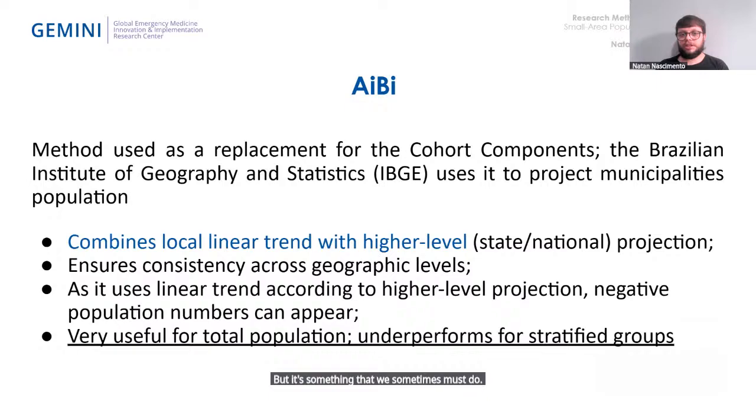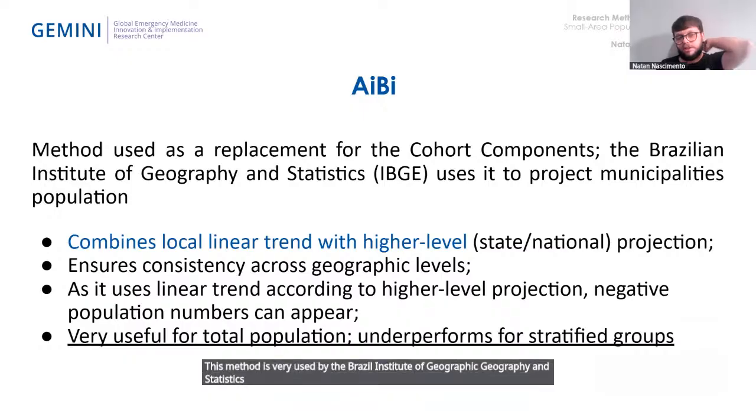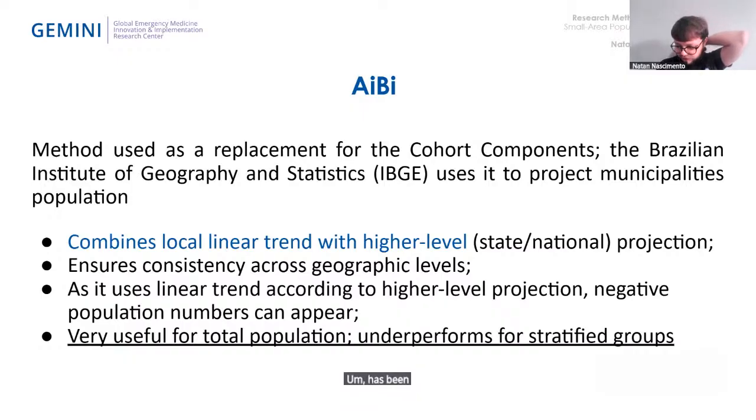This method is very used by the Brazilian Institute of Geography and Statistics. It has been used since the 90s, I think, 1994, 7, something like that, because it ensures consistency across geographic levels. We want the small areas to grow as much as the higher level, bigger areas. As it uses linear trend according to higher level projection, negative population numbers can appear.